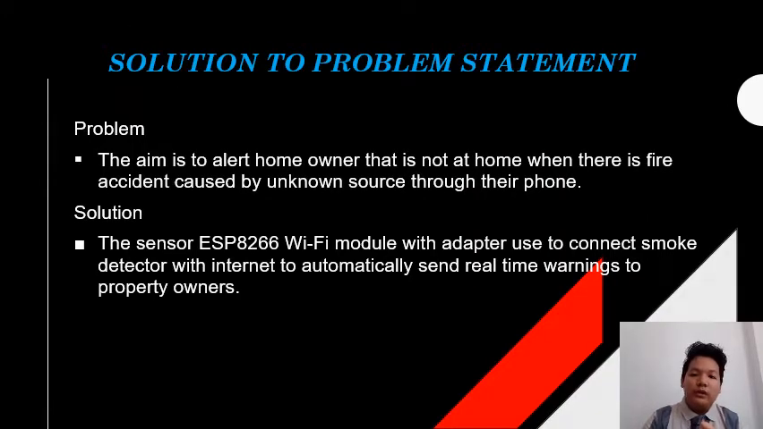Okay, next we move on to the solution to the problem. The solution for the first problem: the ESP8266 Wi-Fi module with adapter is used to connect the smoke detector with the internet to automatically send a real-time warning to the property owner. The smoke detector relays usable information over the network. Alerts can be sent to the property owner by phone call, SMS message, or email to warn of smoke detector failure or smoke detection.